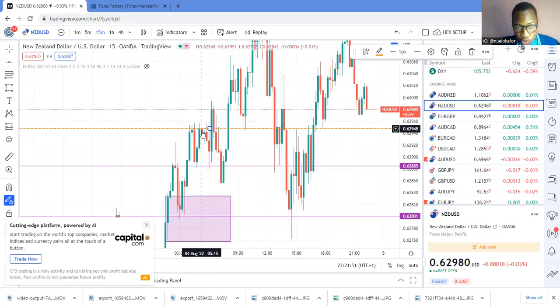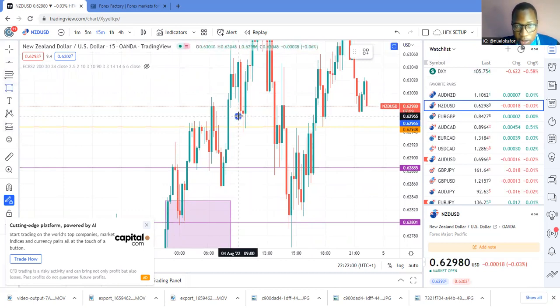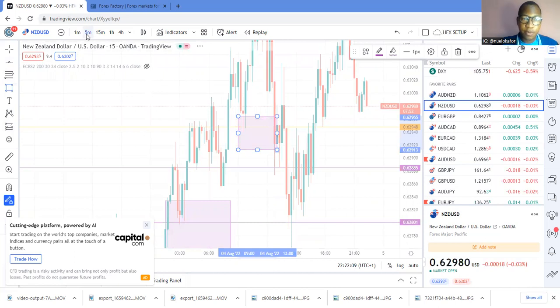So this would have been the true one here. And then we just wait again for our retest. Look at this. So clear as day, guys. This works. It bounced here and you would have won this trade. Let's go to the 5-minute time frame to check them out.